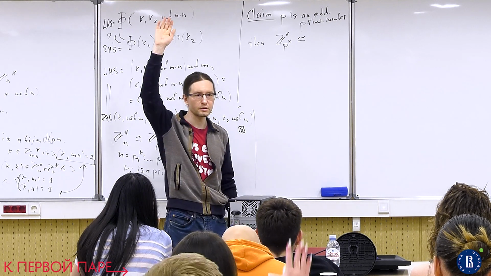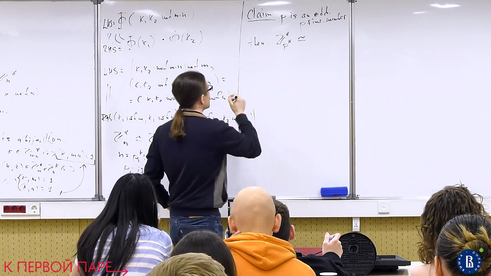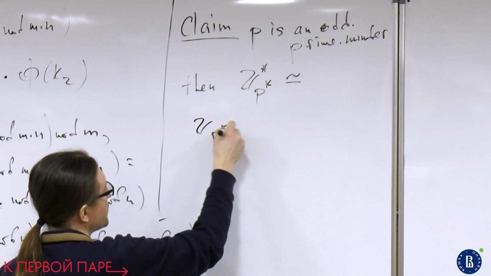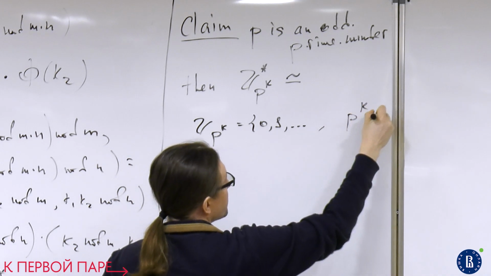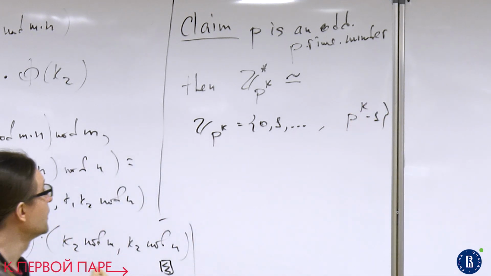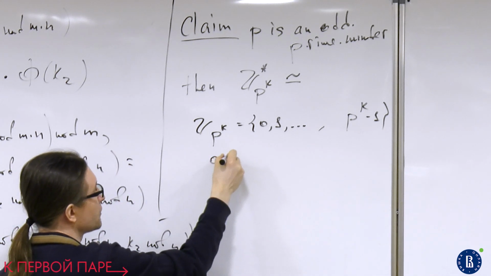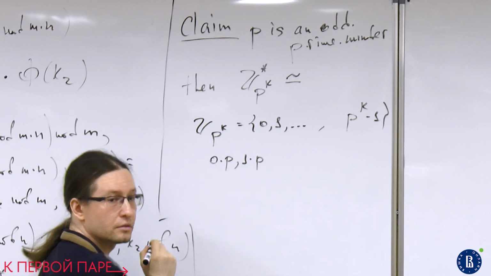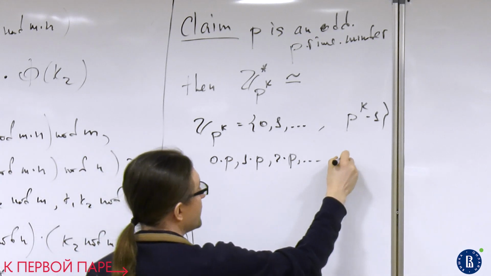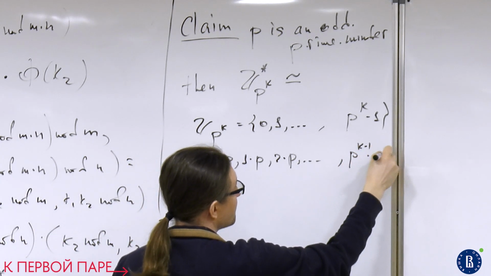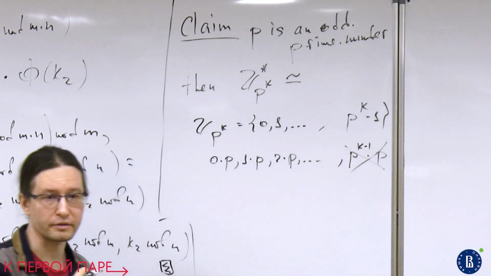Okay, who was able to follow this? Who thinks that I should write this on a whiteboard? Okay, so if we're given Z p to the k, it has 0, 1, and so on, up to p to the k minus 1. These are the elements of this group. But now we have to exclude all the numbers divisible by p. So we have 0 times p, 1 times p, 2 times p, and so on. And if I take p to the k minus 1 times p, this one is p to the k, so I should not consider this one.